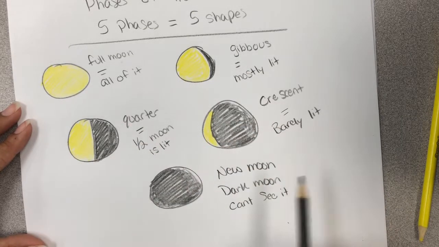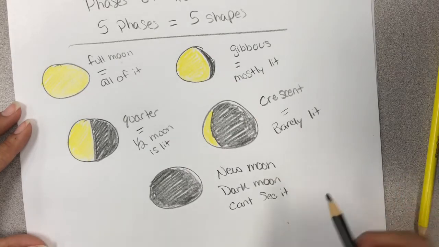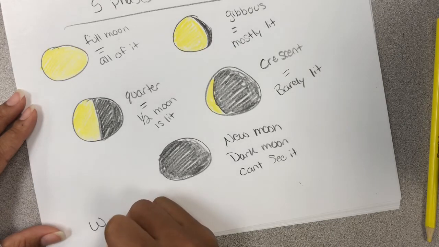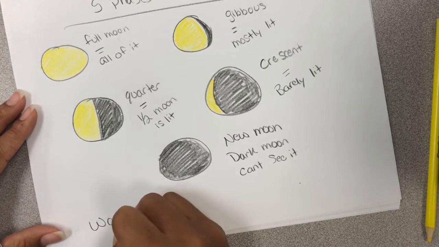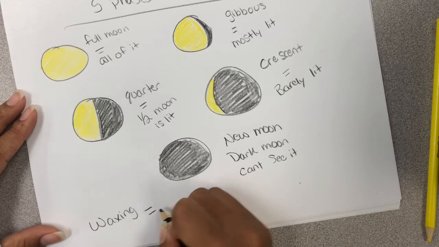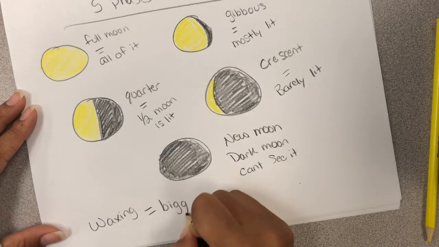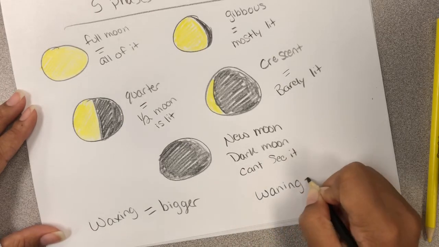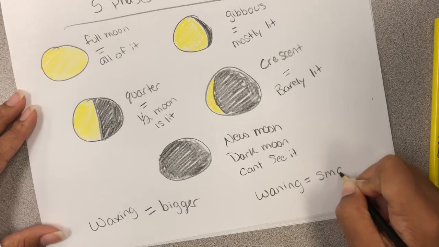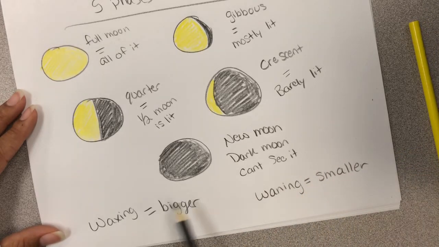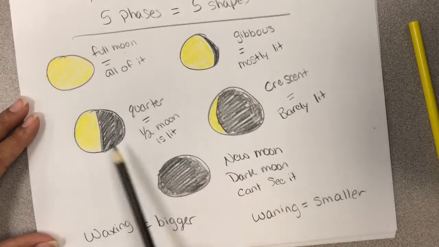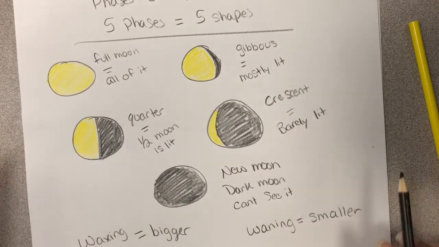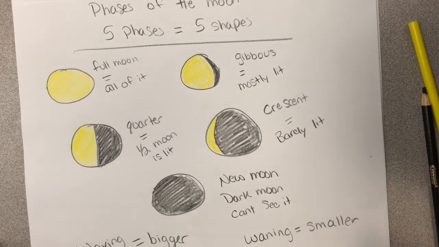Now, in between all of this, there are 2 additional terminologies that we need to know. We have something called waxing, a waxing moon. And that means that the moon is getting bigger. And we have waning. And that means that the moon is getting smaller. So in order to understand these two terms, along with these 5 phases, we need to look at the moon relative to the Earth and Sun in our straight down model.